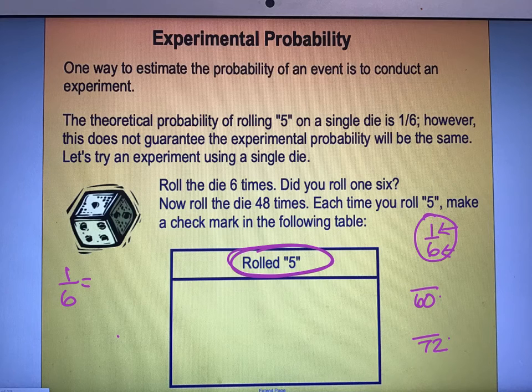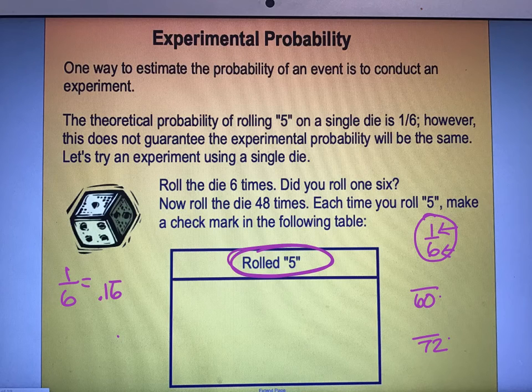All right, so 1 divided by 6 is 0.16 repeating. And now what I want you to do is take your class number. Whatever this number is, it depends on how many kids and tables you have. Basically take how many 5s you have and divide that by your bottom number to find out your decimal. Now look and see, are your decimals close?